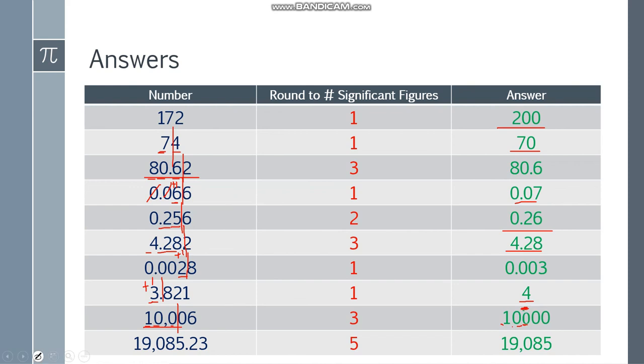Okay, next one, 19,085.23. Five significant figures. 1, 2, 3, 4, 5. Cut. 2 is less than 5. Okay, so this one, you just round down. So the final answer will be 19,085.